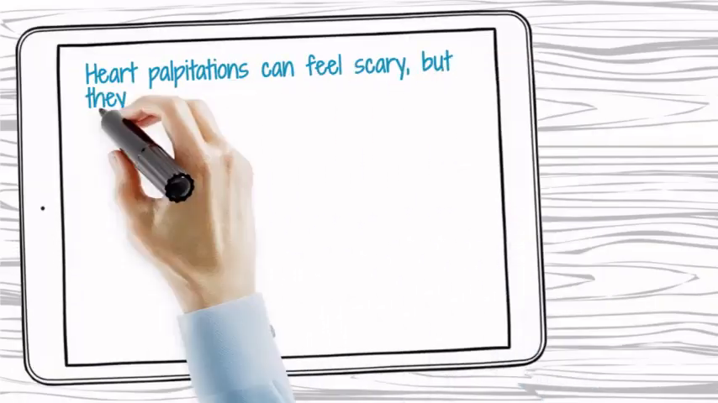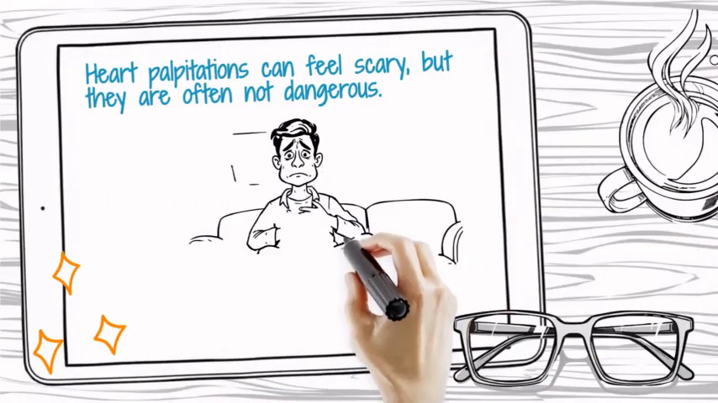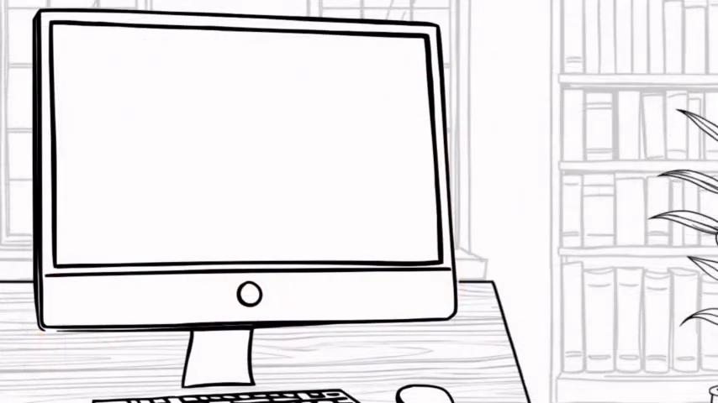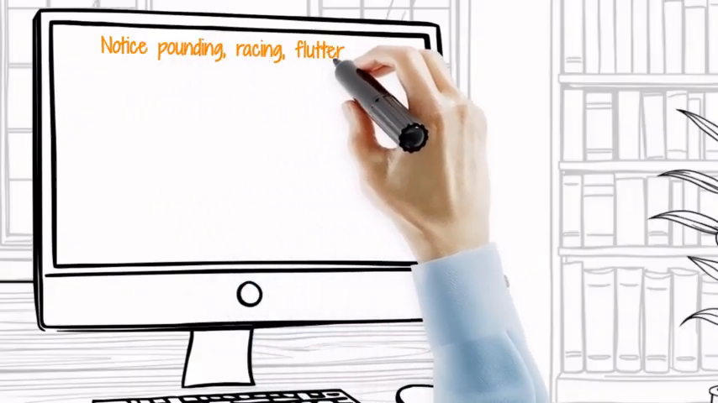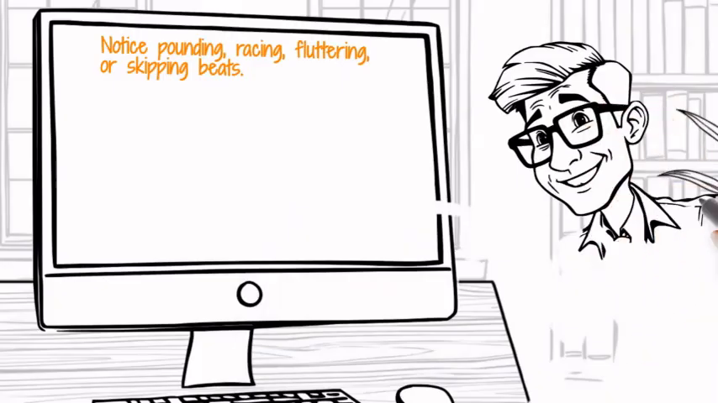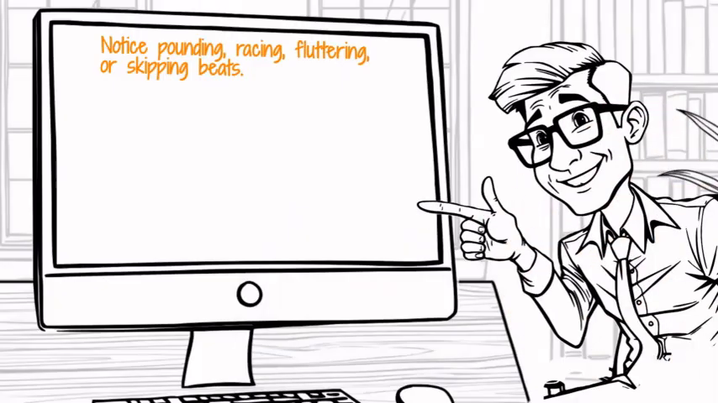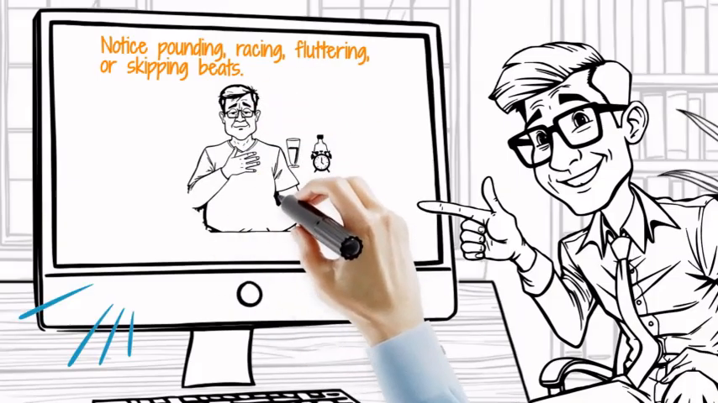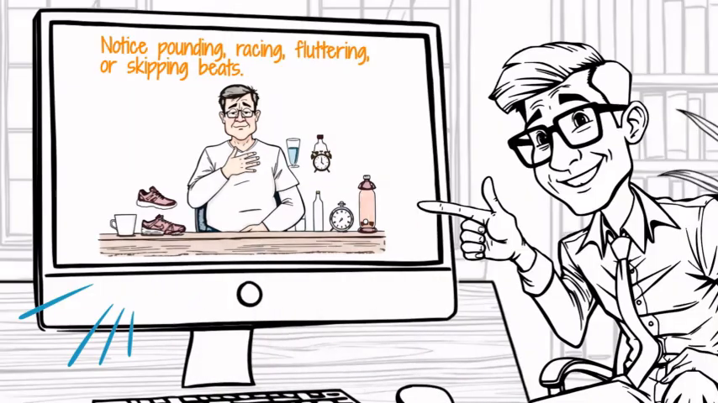Heart palpitations can feel scary, but they are often not dangerous. You might notice your heart pounding, racing, fluttering, or skipping beats. Sometimes they happen after stress, caffeine, poor sleep, or exercise. Other times, they can be linked to dehydration, certain medicines, thyroid problems, anemia, or an abnormal heart rhythm.